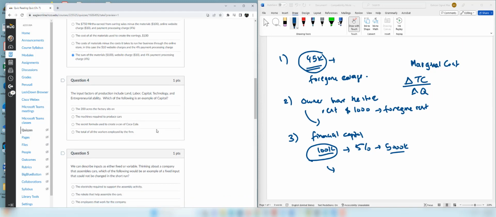Question number 4. The input factors of production include land, labor, capital, technology, and entrepreneurial ability. Which of the following is an example of capital? Let's see each of them and classify into the correct category.